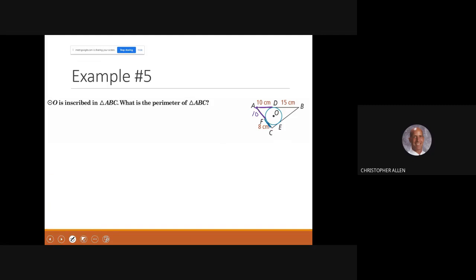If this guy here is 8, can you guess what this guy is? It's also 8. Last one. If this guy's 15, can you guess this one? Man, you guys are so smart. That's not that hard, is it? Okay, can you find the total perimeter, please? Just use your calculator. Don't make any careless mistakes. So my question is what is the perimeter of triangle ABC? Well, it's going to be 10 plus 10 plus 15 plus 15 plus 8 plus 8.